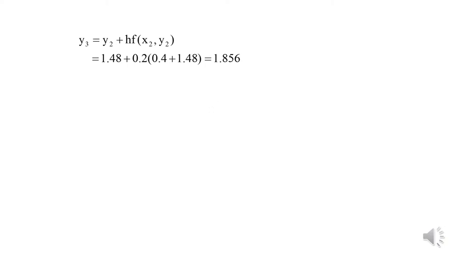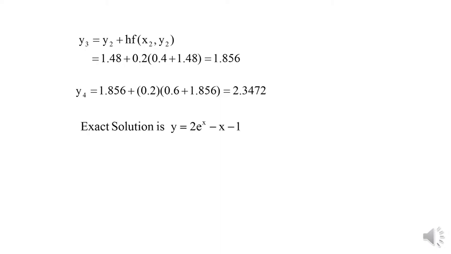Now y3 is y2 plus h fx2 y2. y2 is 1.48, h is 0.2, and fx2 y2 is x2 plus y2, so the value of y3 comes 1.856. Now in a similar manner we calculate y4, and the value comes 2.3472.